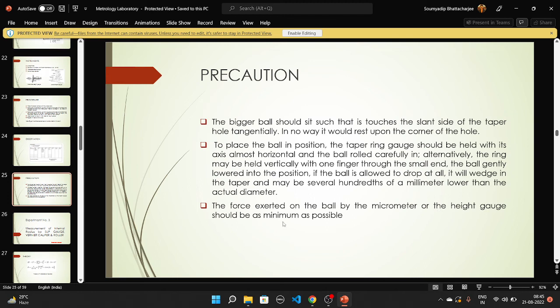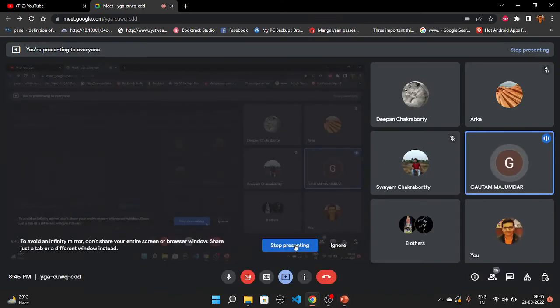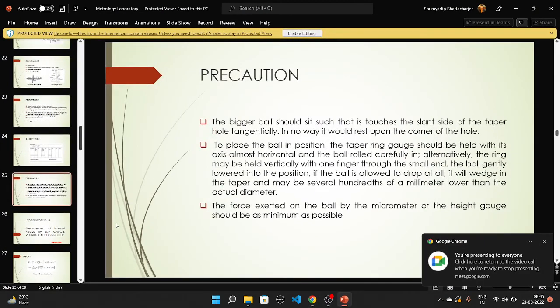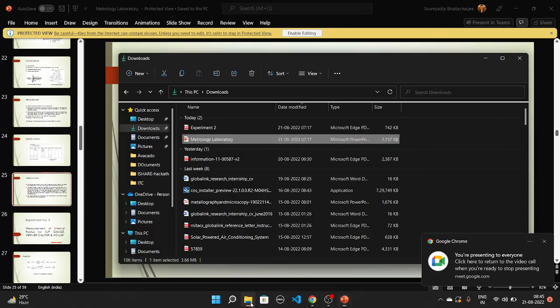Okay, next page. This is the last. And I think if you show that printed page also, please. Which page? Printed page. Yeah, first one.